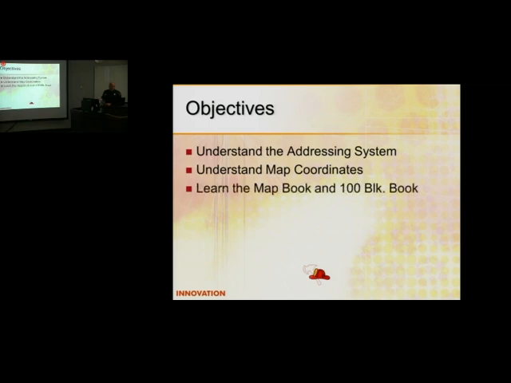We'll go through the map books. We'll do a little bit of work in the hundreds block book so you can see the differences between the two, when you would or would not use one or the other. We'll go through some other maps that are available either in your engines or in the map books or software. We aren't going to spend a lot of time in, say, Google or anything like that, but that is available to you. And then we'll go through some scenarios.